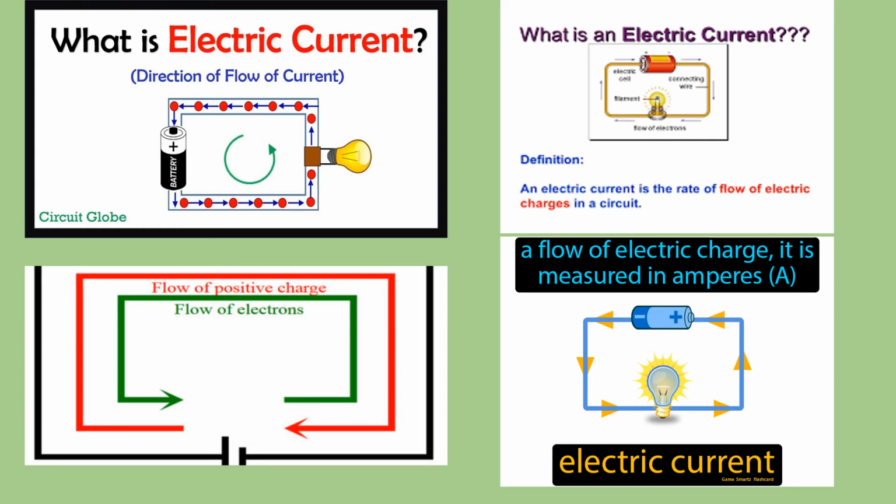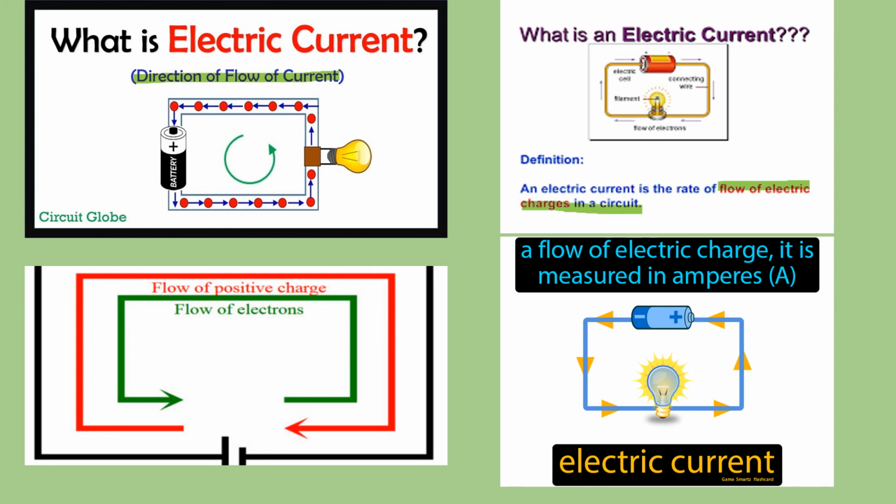So now the question comes, what is electric current? Electric current is the direction of flow of current. Okay, so what is the definition for it? An electric current is the rate of flow of electric charges in a circuit. That means the rate at which the electric charge flows in a circuit constitutes electric current, and it is basically the direction of flow of current.